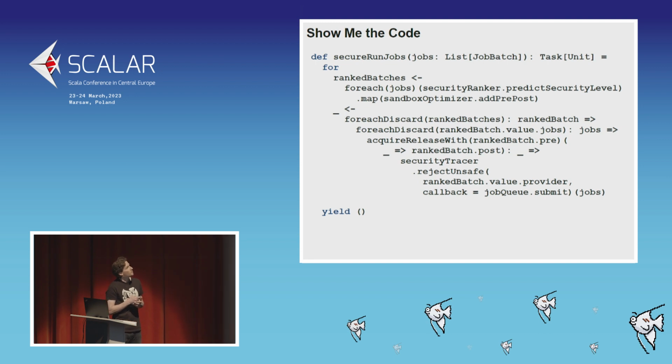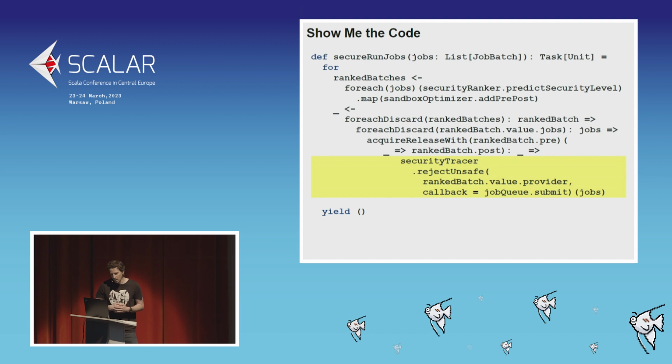So given a list of batches, what we do here is we predict the security level of each batch, and then the optimizer figures out when and where to close each provider. It analyzes the batch and adds the pre and post conditions for each provider. Then we go over the ranked batches, open up the sandbox, that's the acquire release here, and then we do the security trace, which rejects any unsafe jobs. And if it succeeded, we submit success to the queue at the end.